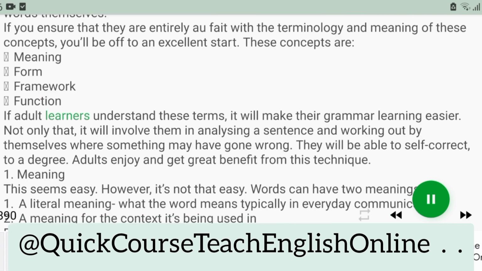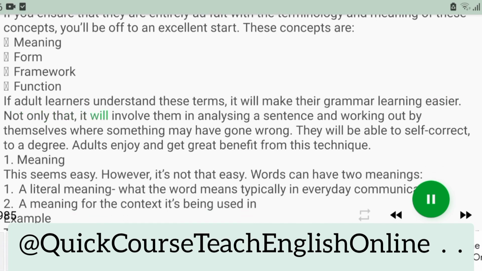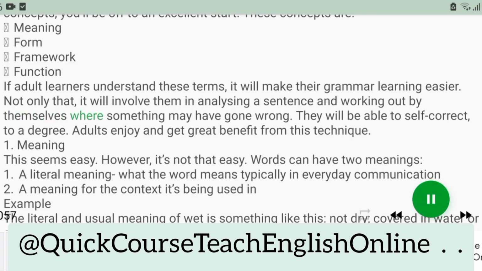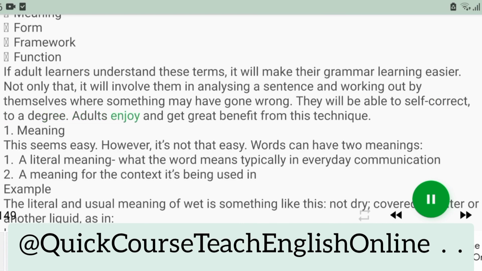If adult learners understand these terms, it will make their grammar learning easier. Not only that, it will involve them in analyzing a sentence and working out by themselves where something may have gone wrong. They will be able to self-correct, to a degree. Adults enjoy and get great benefit from this technique.